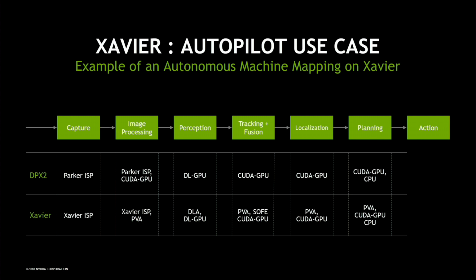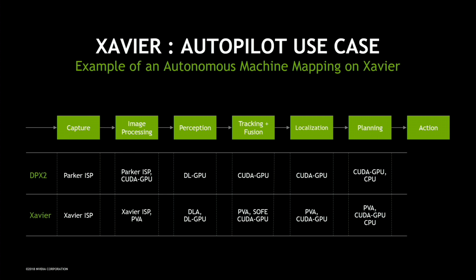So on Pascal and Parker, we basically had 3 things. We had the Parker ISP, we had the GPU, and then we had the CPU, right? Those were our main compute units we used. We had, of course, video decode, encode, but from a compute perspective, we didn't have a lot of additional blocks.